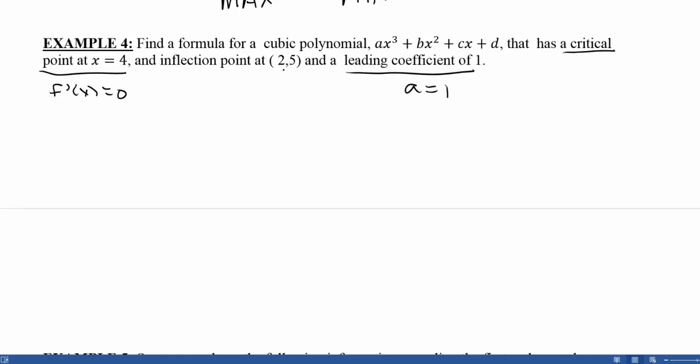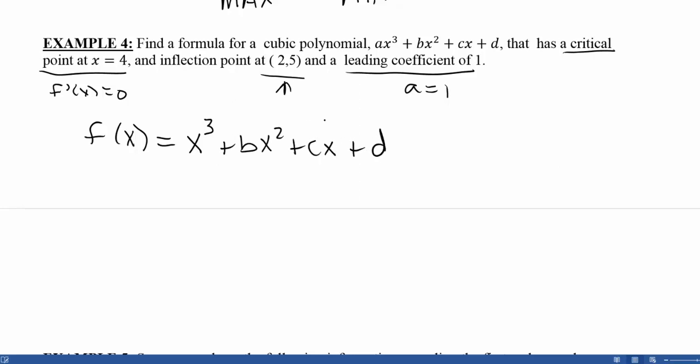And if we have an inflection point, then we're talking about the place on the original function where we change concavity. So we'll come back to that in a minute. So the function that we're looking for, we need to find a, b, c, and d. We already know a. A is 1. So now we have x cubed plus bx squared plus cx plus d.